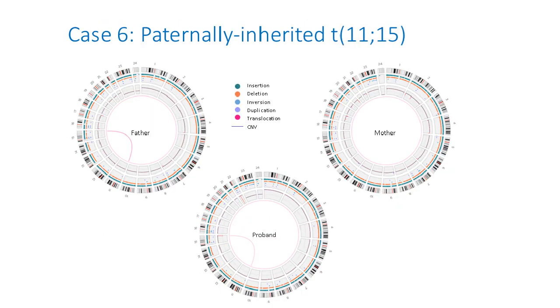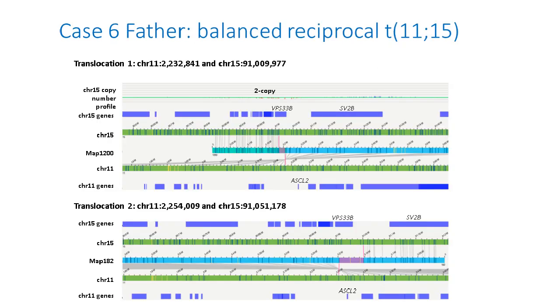This is the second translocation that we identified. In this case, this was a trio, so I'm showing you 3 circus plots. The bottom is the proband, and the top are the father and the mother. You can see there's a translocation between chromosome 11 and 15 in the proband, which is also present in the father. If we look at the father in more detail, we can see that this is a balanced reciprocal translocation between chromosome 11 and 15.